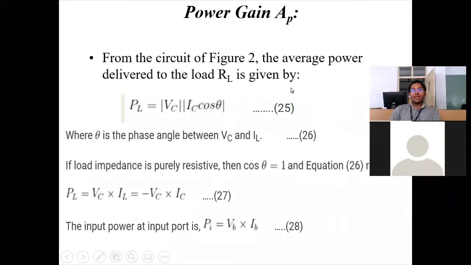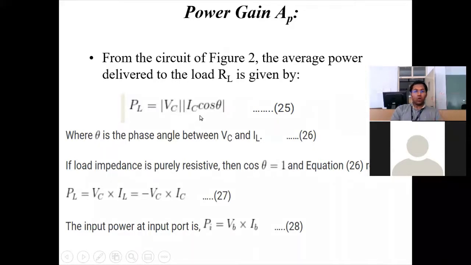Now, what is power? Anybody give me an answer? Power is simply the product of voltage and current, if the phase angle between the voltage and current is 0. If the phase angle is non-zero, then this is the expression. Power is voltage multiplied by current multiplied by cos theta, where theta is the phase angle between the voltage and current.